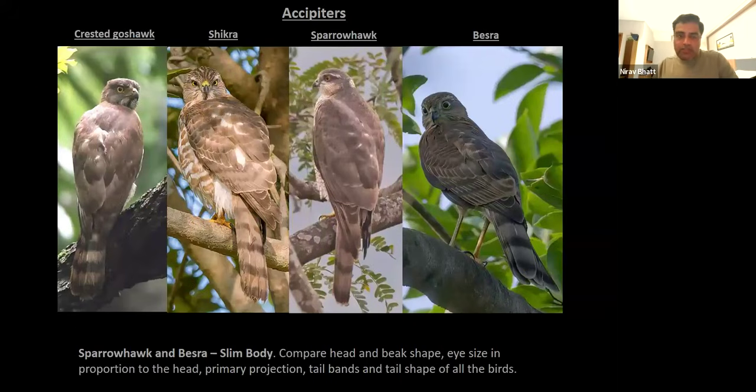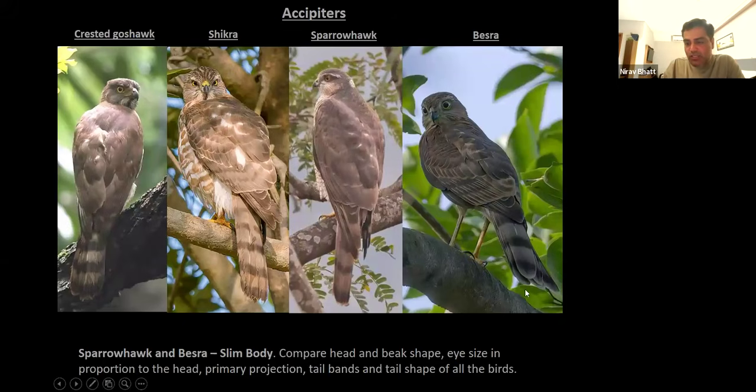We'll have a few more slides for comparison. So we are doing more and more comparisons so that we are clear on what are important pointers. I'm repeating the same things once again. Compare the head and the beak shape. See the head, it is more robust head. So that's a Crested Goshawk with a very robust, large beak. Shikra, uniform head with a large beak. Sparrowhawk, larger head, dark eye mask, eyebrow, and a small beak. Similarly, Besra, it is yellow eye ring, smaller beak, and a smaller head.